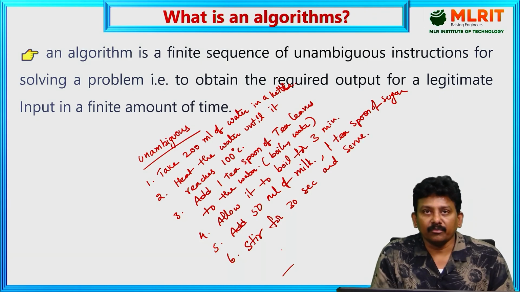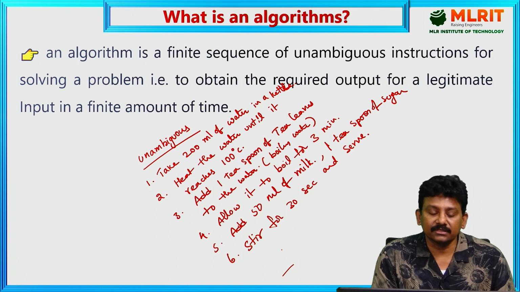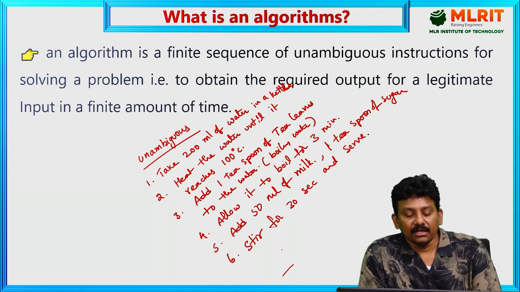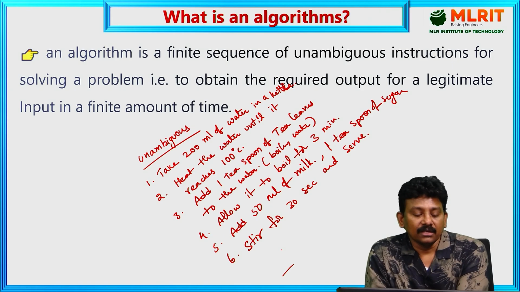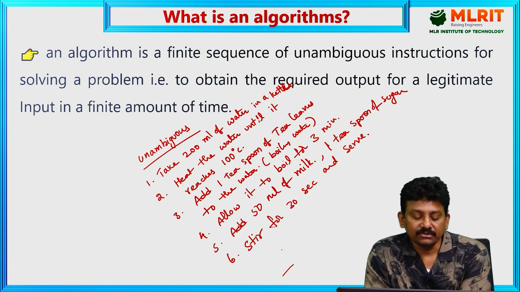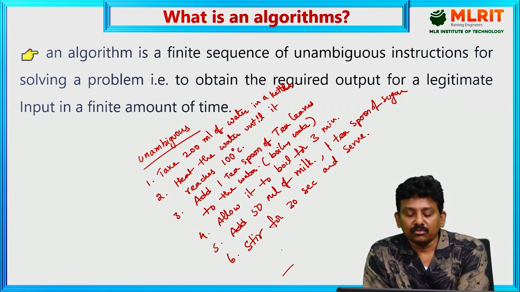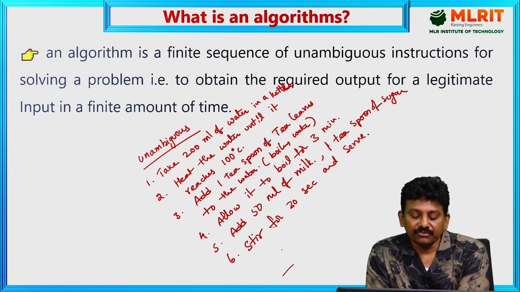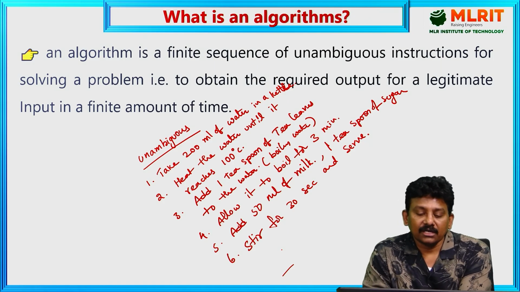These are the unambiguous instructions. Each and every instruction is clearly, precisely mentioned. There is no ambiguity. An algorithm can easily understand this. Take 200 ml of water in a kettle and heat the water until it reaches 100 degrees centigrade. Add 1 teaspoon of tea leaves to the already boiling water. Allow it to boil for 3 minutes. Add 50 ml of milk, 1 teaspoon of sugar, stir for 30 seconds and serve. These are the unambiguous instructions.